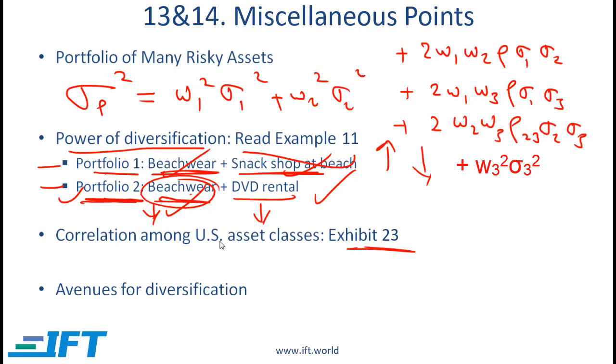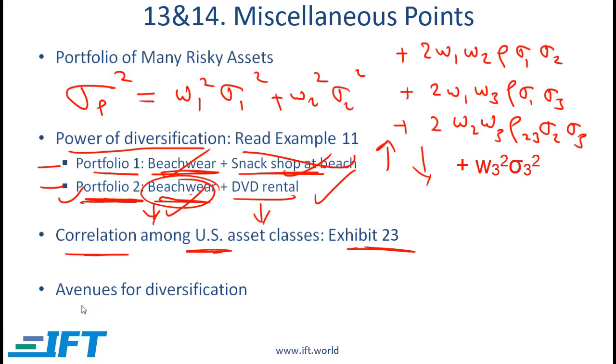Also take a look at exhibit 23 in the curriculum. You don't need to learn this, but it's good general knowledge because you can look at the correlation among different asset classes, at least in the United States. The simple point to illustrate is that in the real world, as you are creating portfolios for your clients and you are picking different asset classes, it is important to understand the correlation between the asset classes when you create portfolios.